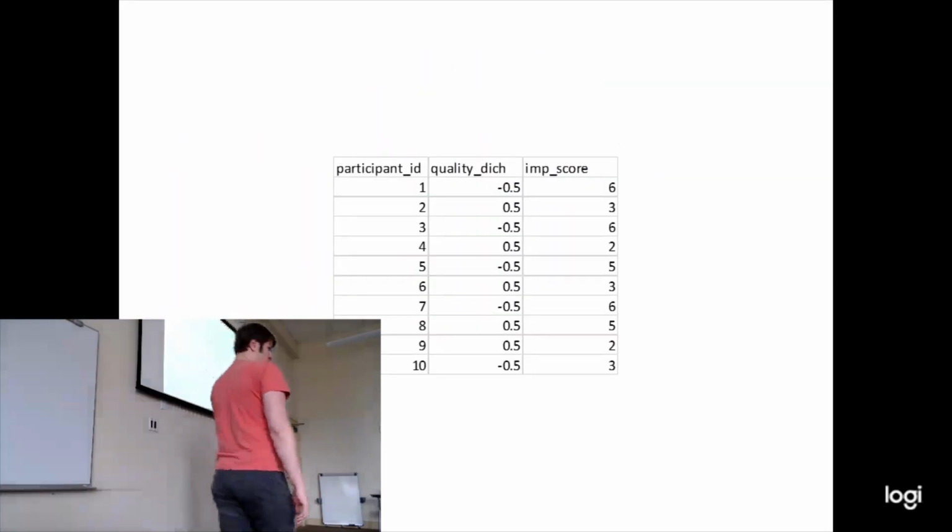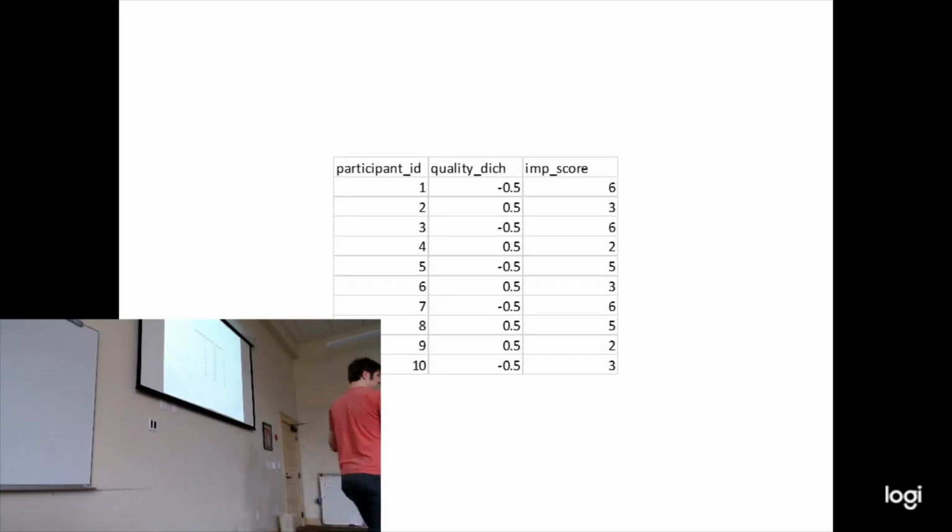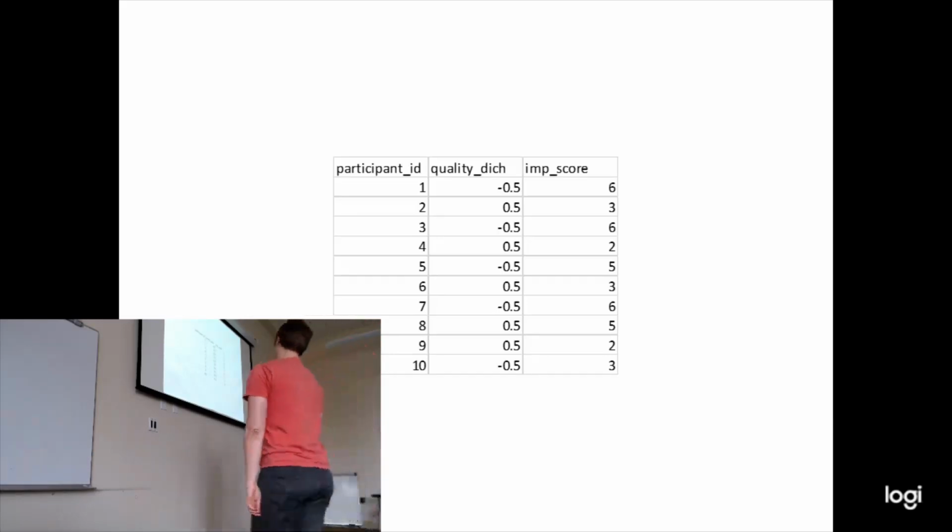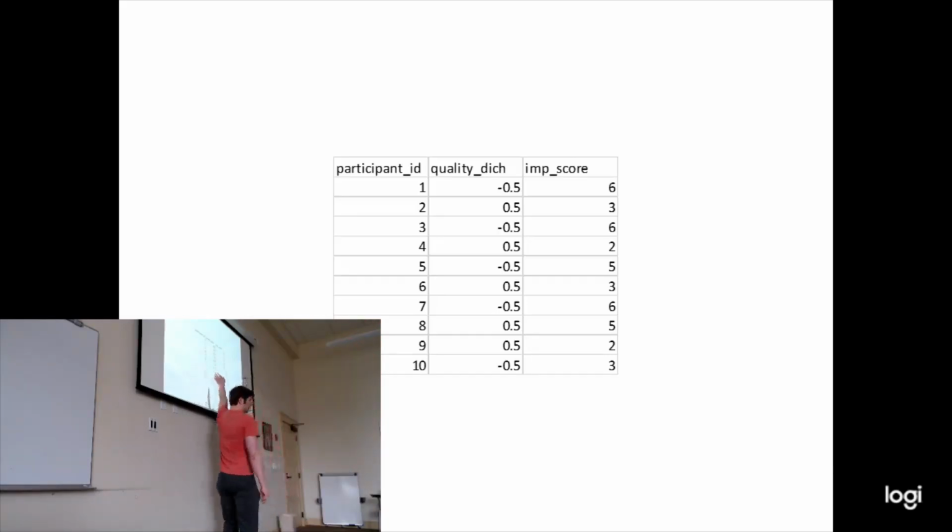So this is a snippet of this kind of simplified data set. I've already coded the high and low quality text labels -1/2 and +1/2, so I'm skipping that step. We have discipline ID and overall impact scores. That's the 1 to 9 score. So pretty simple data set.